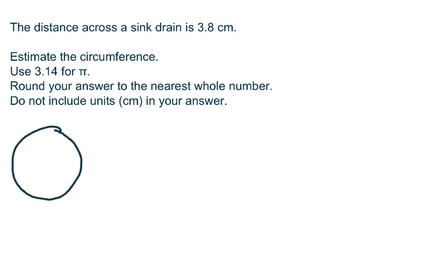So here's my sink drain. And then the distance across the sink drain is 3.8 centimeters. By looking at that picture, I can see that what I just found was the diameter. And so the diameter is 3.8 centimeters. Knowing that that's the diameter helps me decide which formula I'm going to use for circumference. Since it's the diameter, I'll use the circumference formula that says circumference equals pi times diameter, pi d.